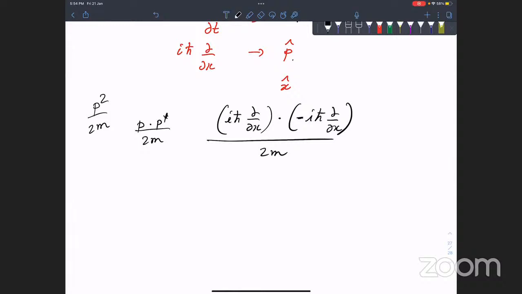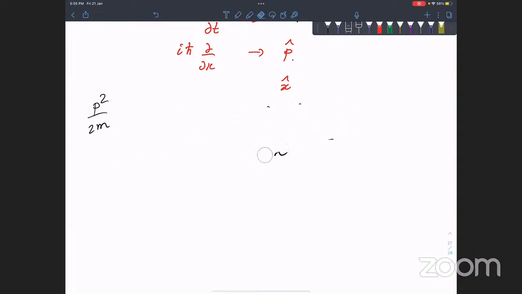So it is, hold on, I'm making some mistake here. So then i squared will be minus 1. Yeah, no, I'm making a mistake. This is where I made a mistake. It's basically like this, right? It's basically p squared by 2m.